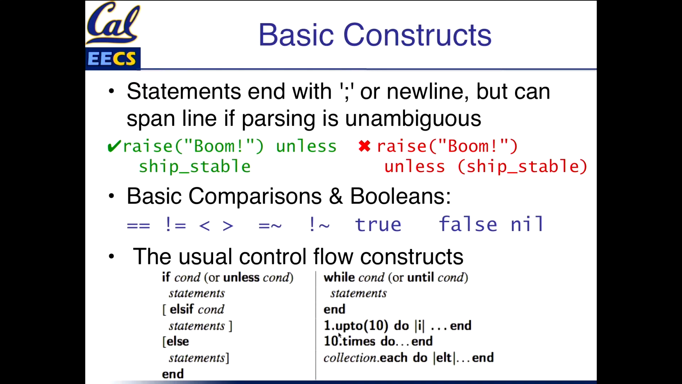And what are these weird things down here? 1 up to 10 or 10 times. You can try to think of these as loops, but I'd really rather you didn't. In a couple of more sections, we're going to talk about blocks and iterators, and what these really are is a completely different way of thinking about iteration. Instead of thinking about loops, we're going to think about objects that manage their own traversal. Let me say that one more time.